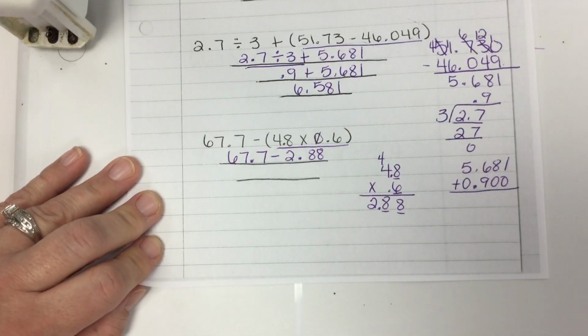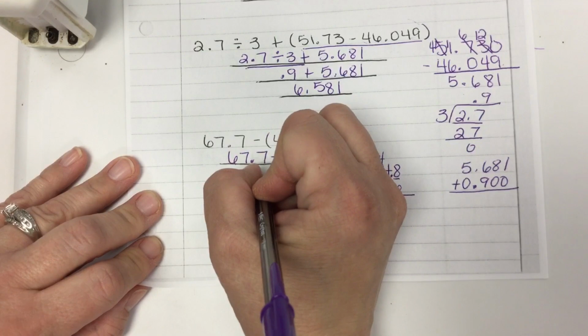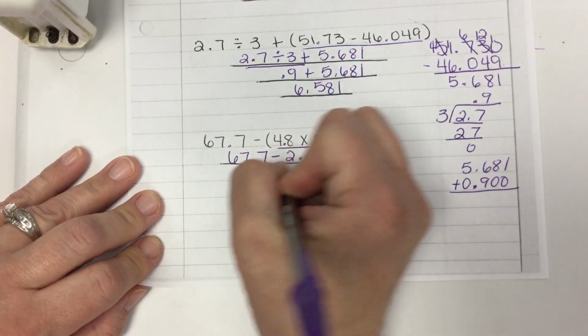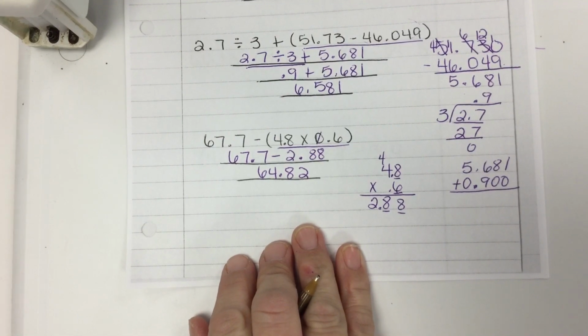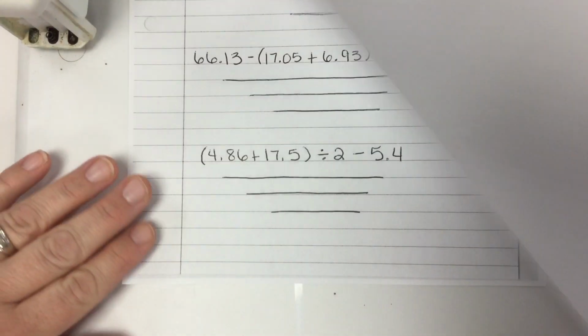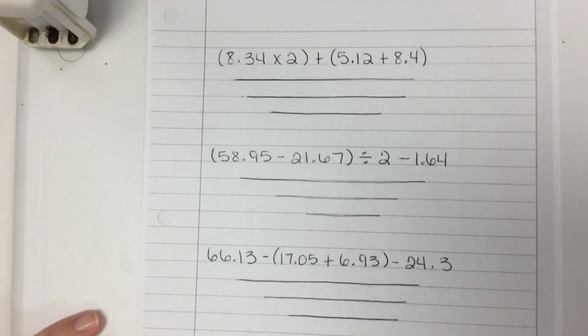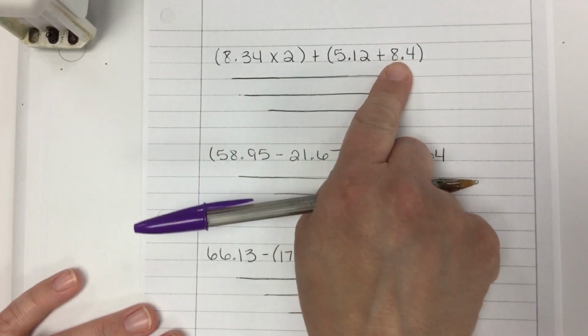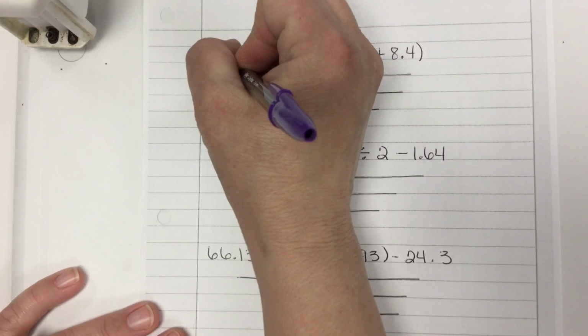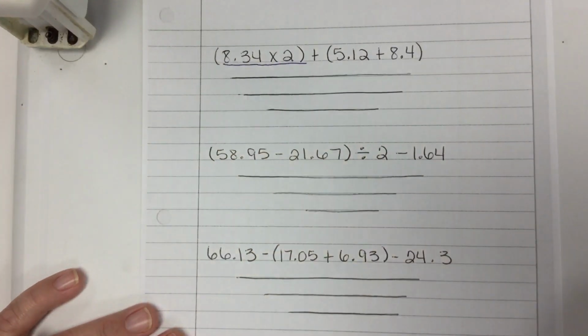And subtract. You should get 64 and 82 hundredths. Okay, all right, last page. Order of operations says parentheses first. I have 2 sets of parentheses, so I'm going to work left to right, and I'm going to solve 8 and 34 hundredths times 2.